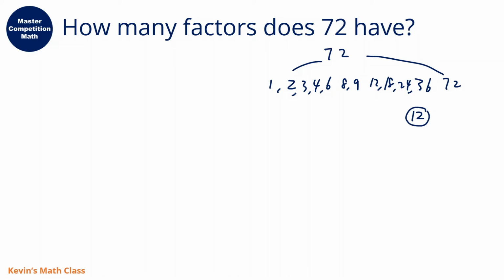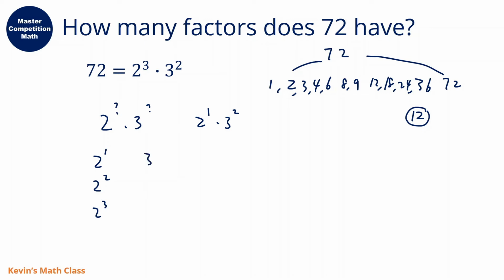Now let's see another method. So first, let's prime factorize 72. That is 2 to the power of 3 times 3 to the power of 2. Now let's think about it. Any factor of 72 will be in the form of 2 to the power of something times 3 to the power of something. For example, it could be 2 to the power of 1 times 3 to the power of 2, right? So let's say we have 2 to the power of 1, 2, 3, and 3 to the power of 1, 2.